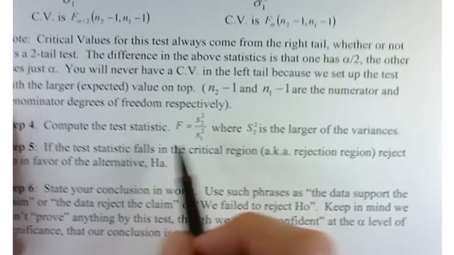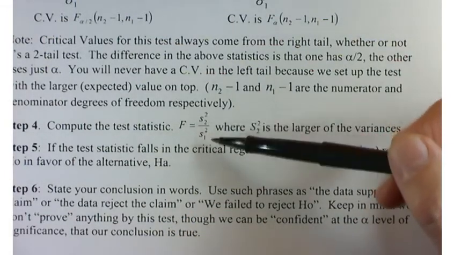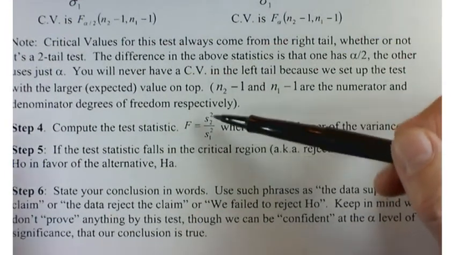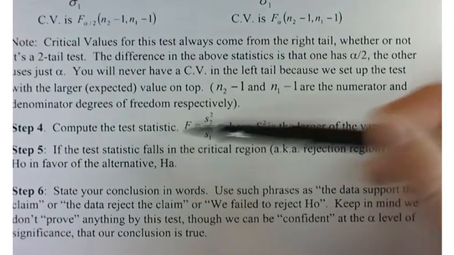As far as kicking this one old school, the actual computation of the test statistic is pretty straightforward. It's just a ratio of these two variances. Each of these variances has a chi-square distribution, and the ratio of the two chi-square distributions gives you an F distribution, which is where we do our test.